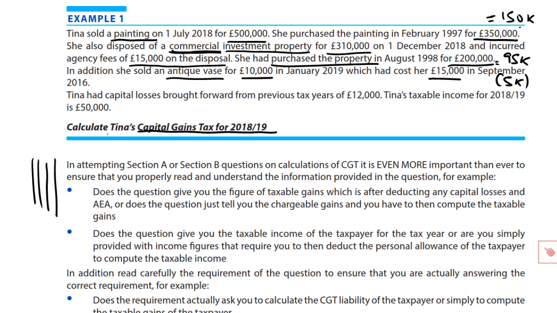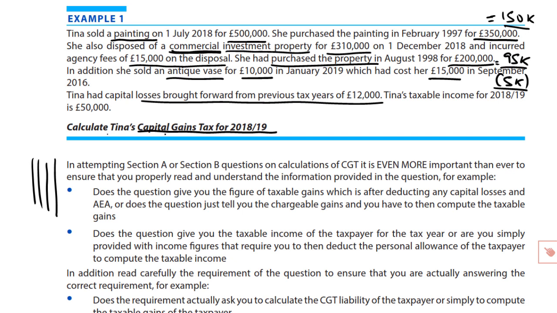Well, that's fairly obvious. 150 plus 95 would be 245, less 5 is 240. But then we take away the capital losses brought forward from previous tax years of 12,000. That will still leave us with a huge, of course, amount of gain that remains chargeable. It's not, however, yet the taxable gain, because to do that we must deduct there the available AEA, which for our tax year will be £11,700. That will give us the taxable gains.